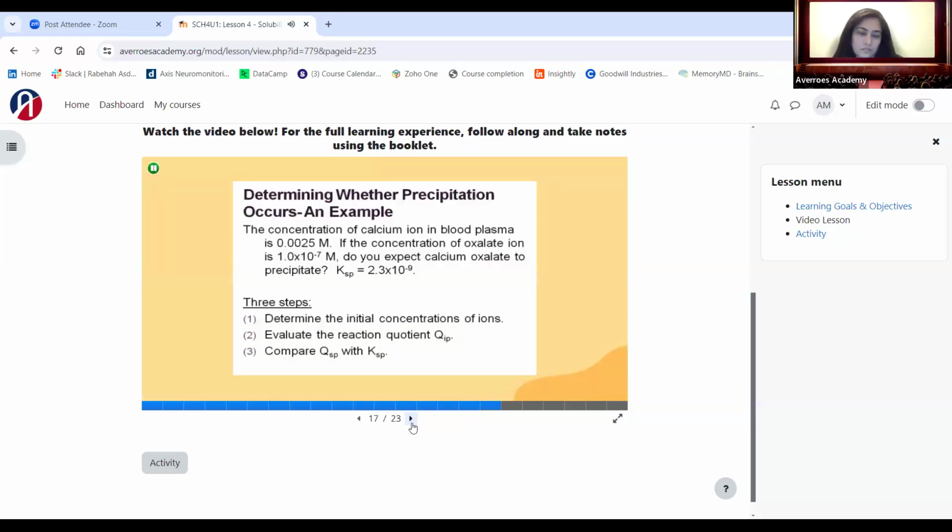Let's look at an example of determining whether a precipitate occurs. The concentration of calcium ion in blood plasma is 0.0025 moles. If the concentration of oxalate ion is 1.0 times 10 to the negative 7, do you expect the calcium oxalate to precipitate? And our KSP is 2.3 times 10 to the negative 9. So the three steps we're going to follow: first, determine the initial concentration of the ions. Then you need to find your Q value, and you need to compare that with your KSP value.